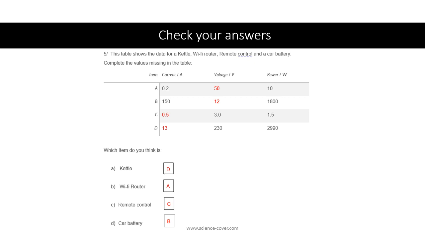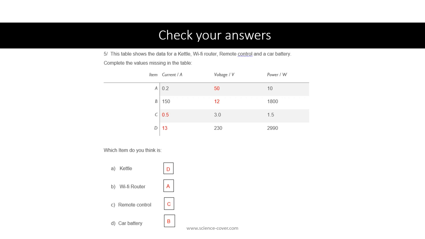Which item do you think is the kettle? Well, the kettle has got a high current, so it's either going to be B or D. But it's also using 230 volts as we're plugging it into the mains. So D is the kettle. A Wi-Fi router should be using less current, so that's going to be A.